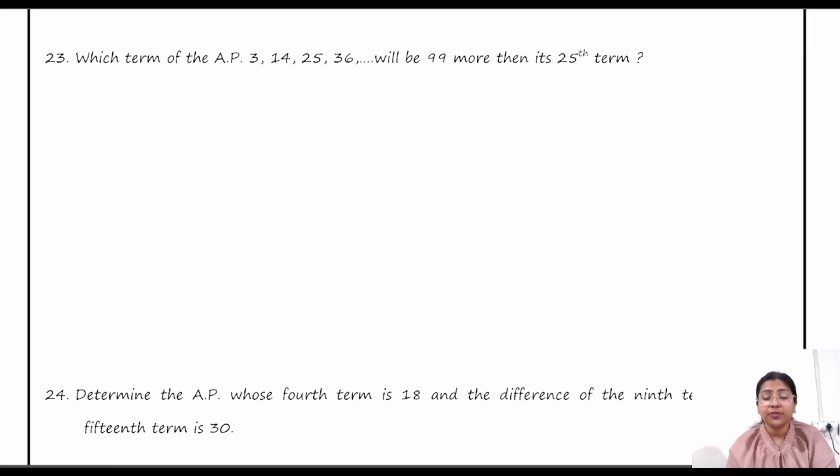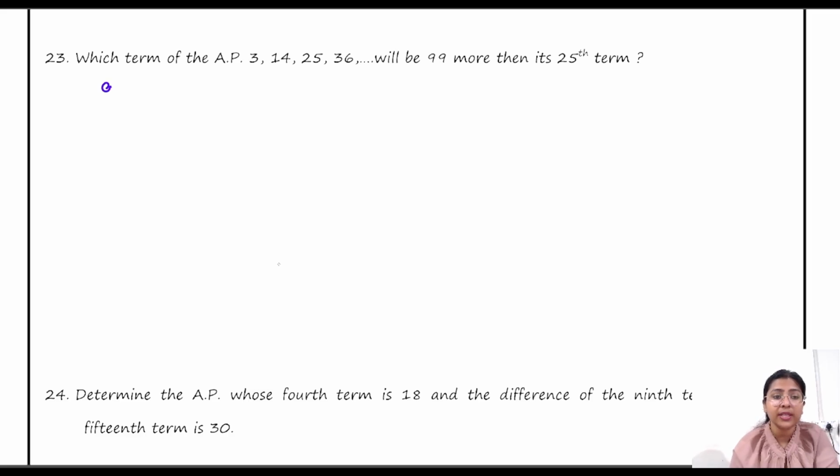For this, first we need to find out the 25th term. Find out the 25th term, and when you add 99 on the 25th term, you will get a certain number, and you need to find out which position that number acquires. Which term of the AP? AP की ऐसी कौन सी टर्म है जो 25th टर्म से 99 ज़्यादा है? तो सबसे पहले तो वो टर्म निकालनी होगी, तभी तो उसकी पोजीशन बता पाएंगे हम. तो हम उसकी वो टर्म निकालने की कोशिश करते हैं.